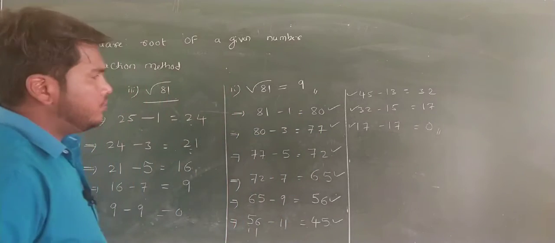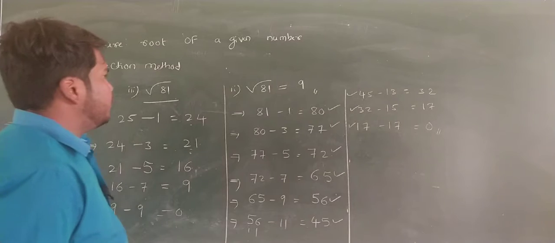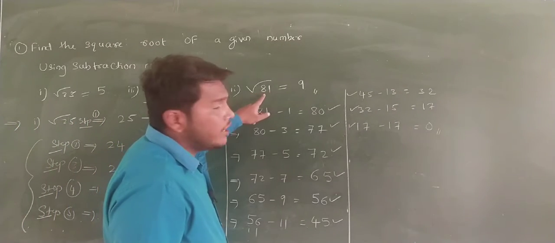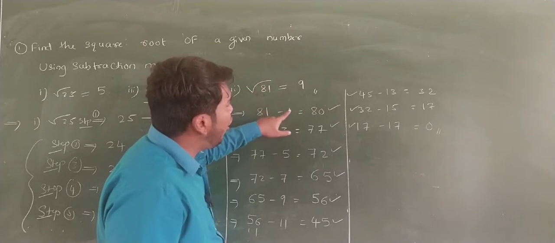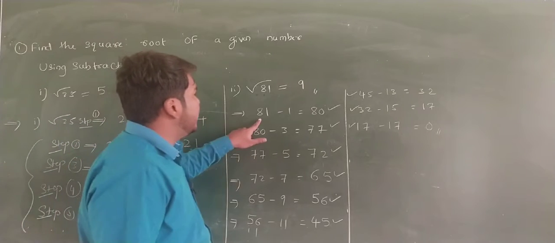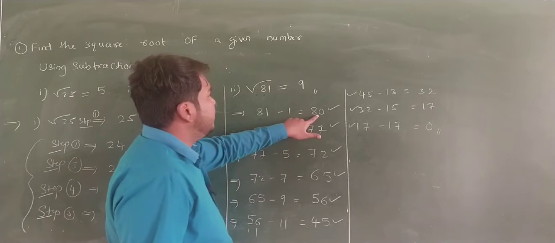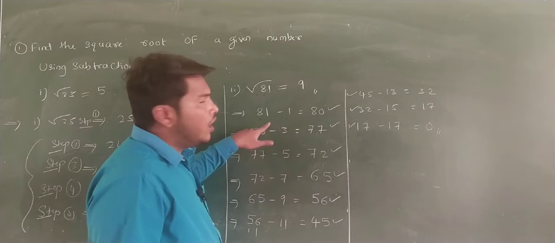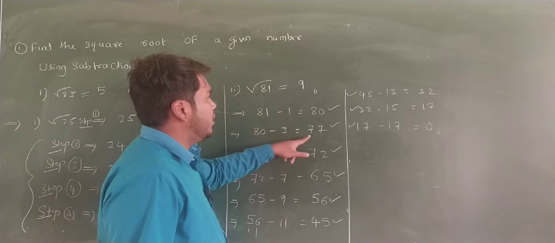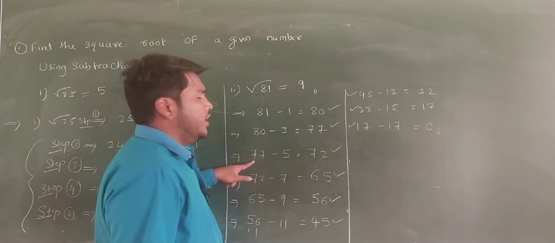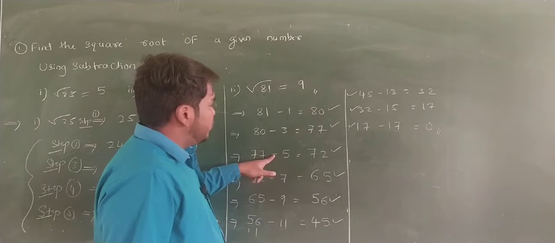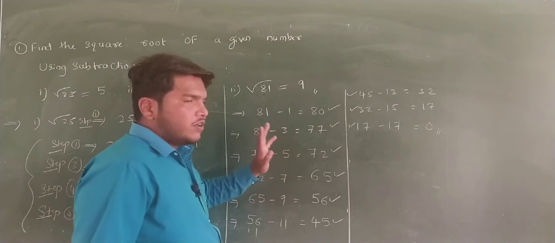Okay, I hope you understood this concept. See here, once again I am explaining. This is root 81. You have to subtract the odd numbers from this 81. That is the subtraction method. 81 minus 1 is 80. Take this answer first, then subtract the next odd number, minus 3. 80 minus 3 is 77. Take this 77 again, and the next odd number increases by 2, that is minus 5. 77 minus 5 is equal to 72.